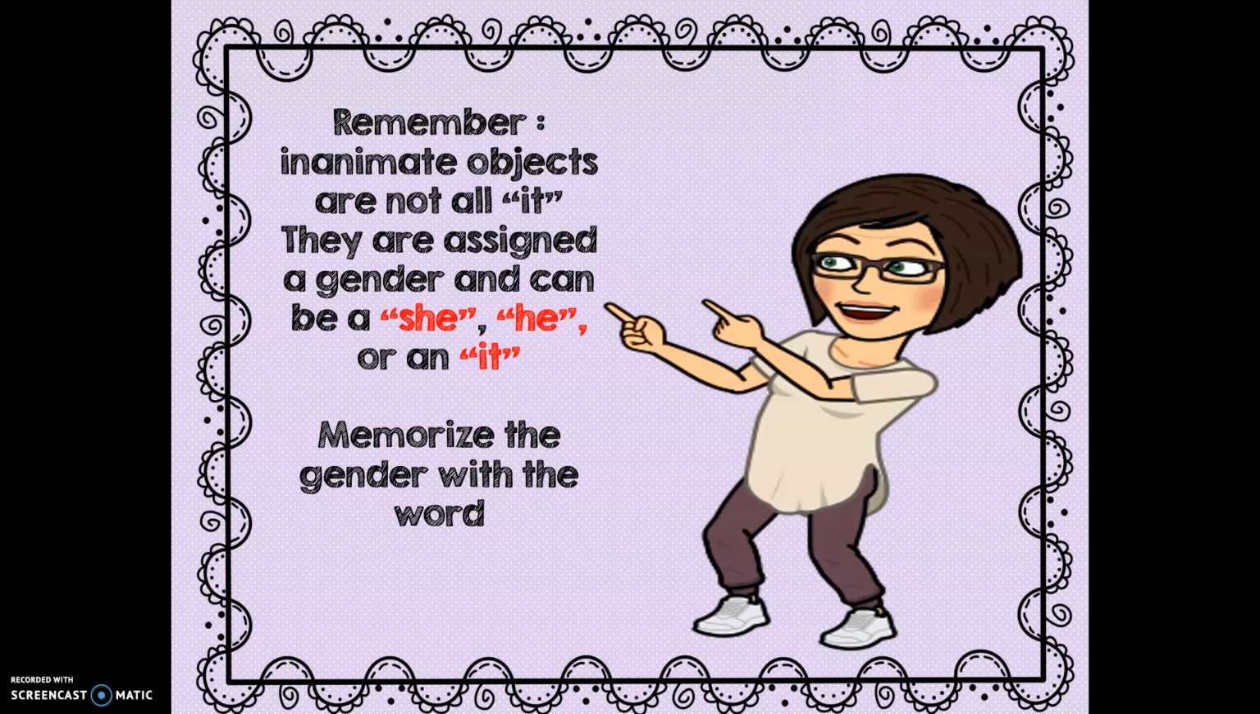Remember, inanimate objects like table, chair, pencil, TV, bookshelf, inanimate objects are not it, like they are in English. They are assigned a gender and can be a she, a he, or an it. Memorize the gender with the word.